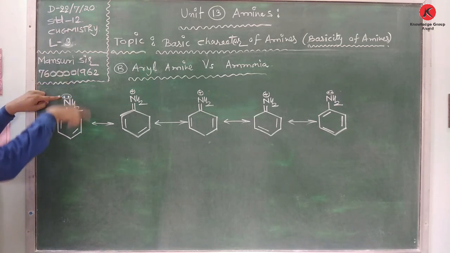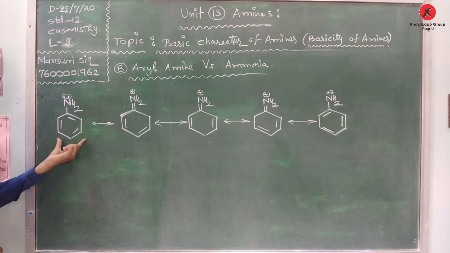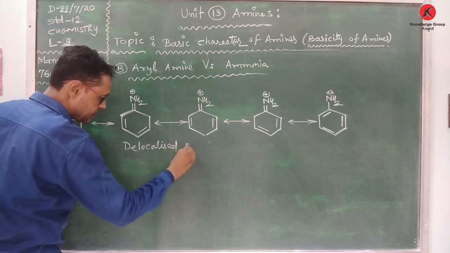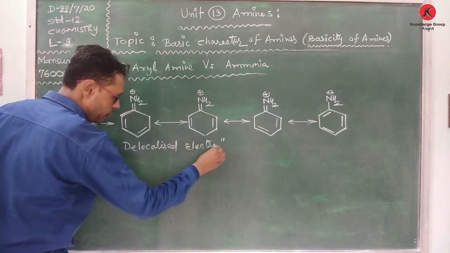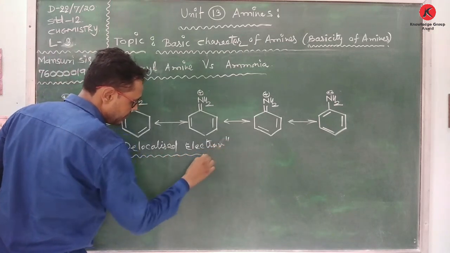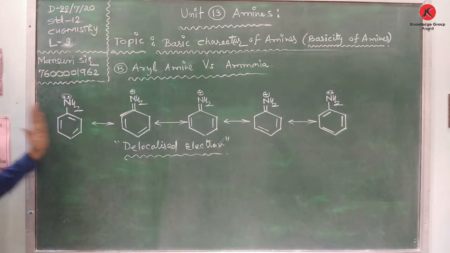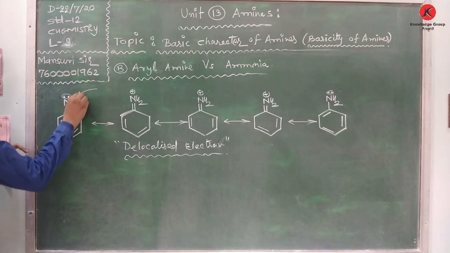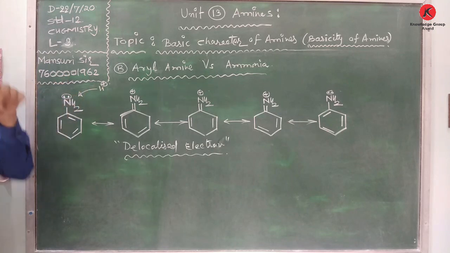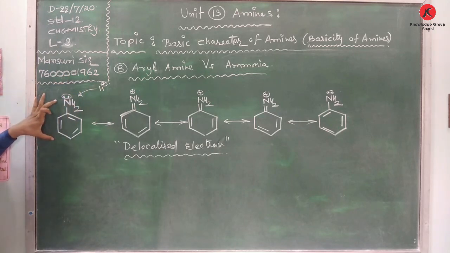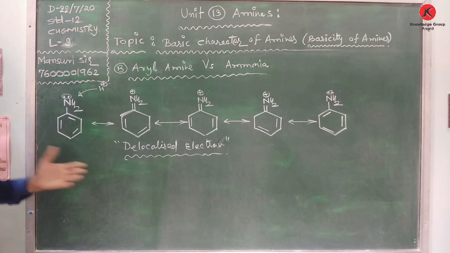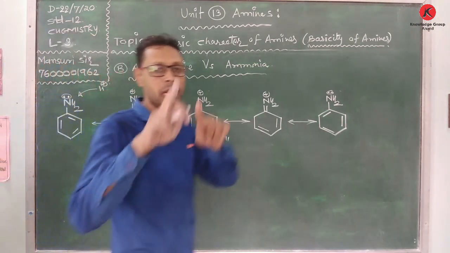due to going to this benzene ring, delocalization happens. Due to the delocalized electron, the tendency of accepting an H plus proton decreases. So this aniline will accept the H plus proton not very fast, not rapidly. That is why it becomes less basic.